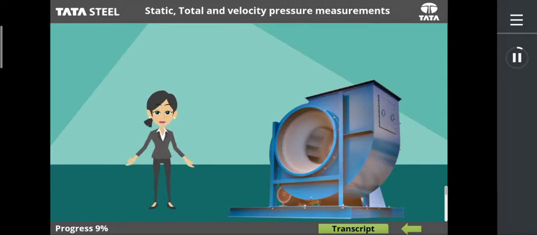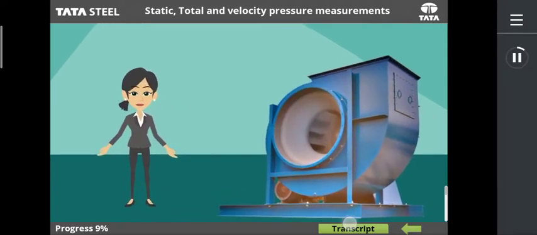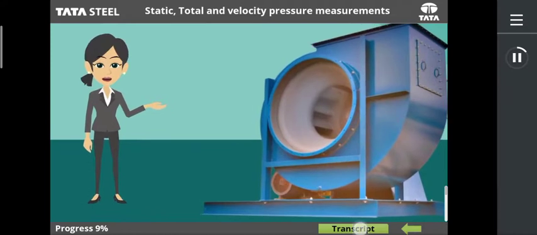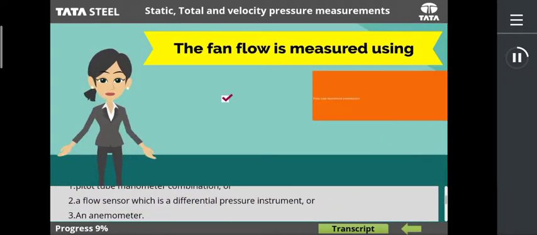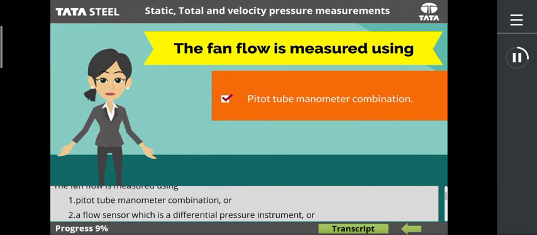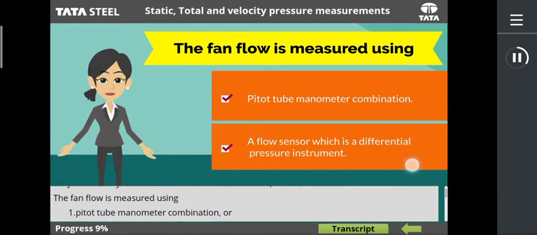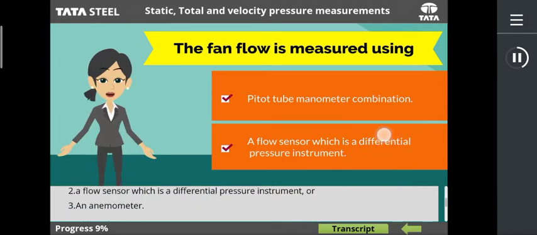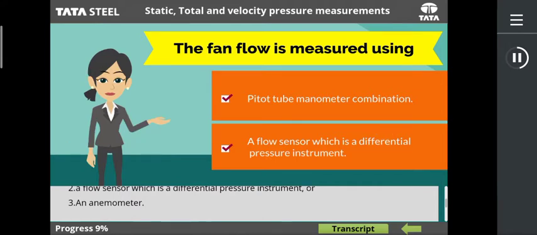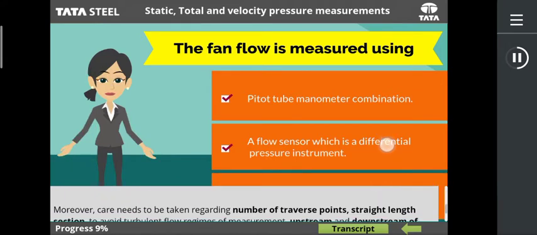Do you have any idea how fan flow is measured? If no, let's learn about it. The fan flow is measured using 1. Pitot tube, manometer combination, or 2. A flow sensor, which is a differential pressure instrument, or 3. An anemometer.